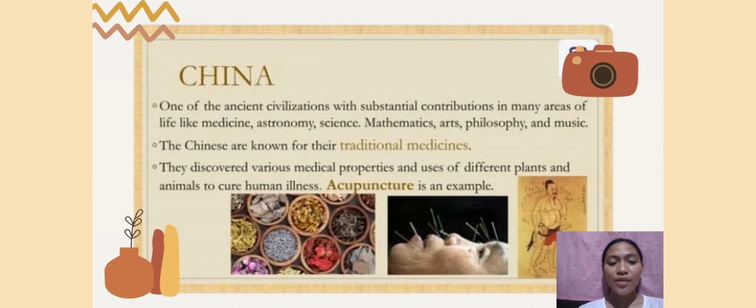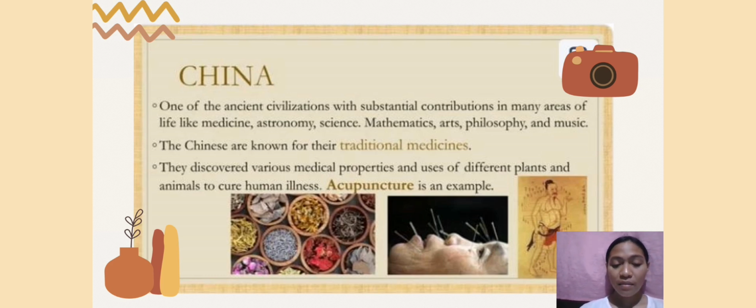The next one is China. China, one of the ancient civilizations with substantial contributions in many areas of life like medicine, astronomy, science, mathematics, arts, philosophy, and music. The Chinese are known for their traditional medicines. They discovered various medical properties and uses of different plants and animals to cure human illnesses.